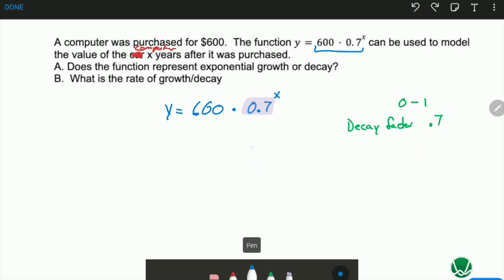Now, let's actually take a closer look at it and look at the decay rate. The decay factor and the decay rate aren't the same thing. The decay factor is how much is left, but the decay rate is how much is lost. So, slight difference in words there. So, left after a year.